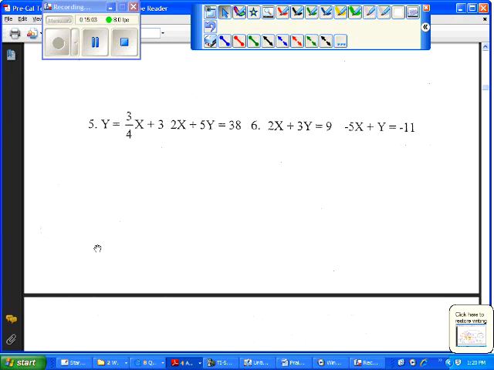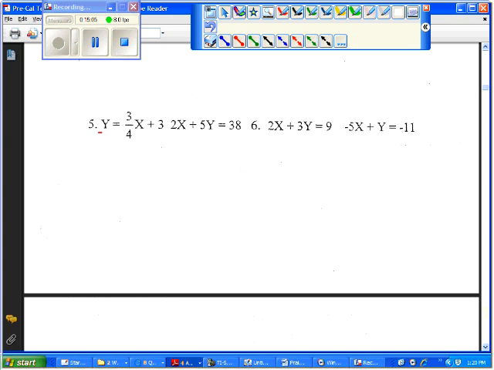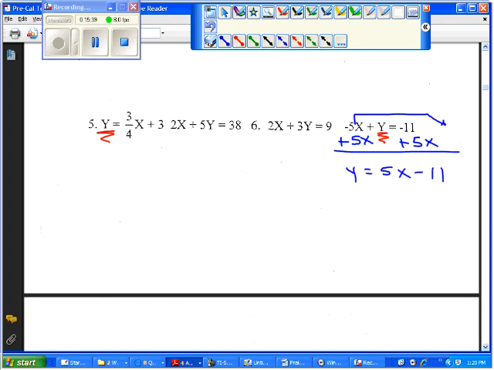Number 6, is there an equation that has the y isolated like it was here? No. Now, if I was going to isolate one of them, which one of those two would you choose to isolate? The one with the least amount of junk on it. The second one, right? Isolate the one that's easiest to isolate. To isolate that, when we move the 5x to the other side, remembering to change the sign when you cross over, we have y is equal to 5x minus 11.